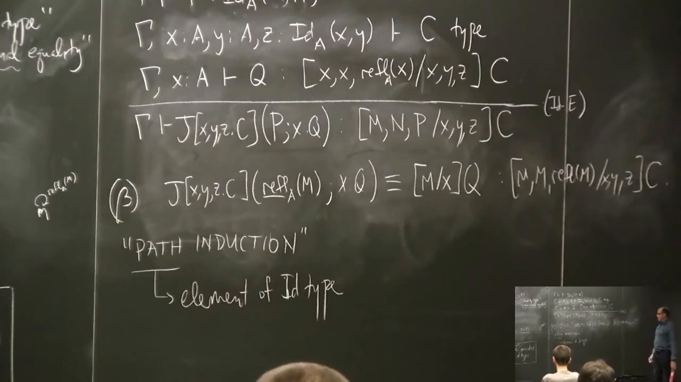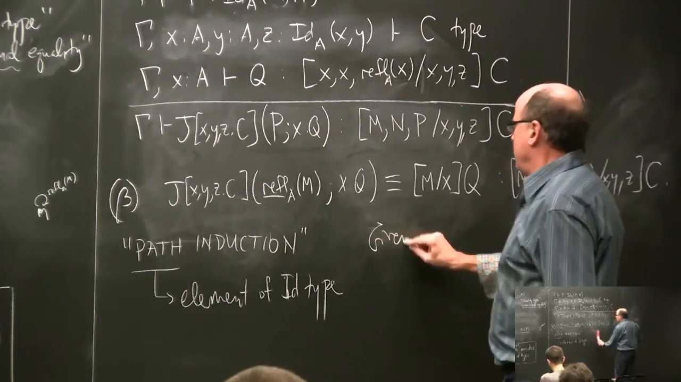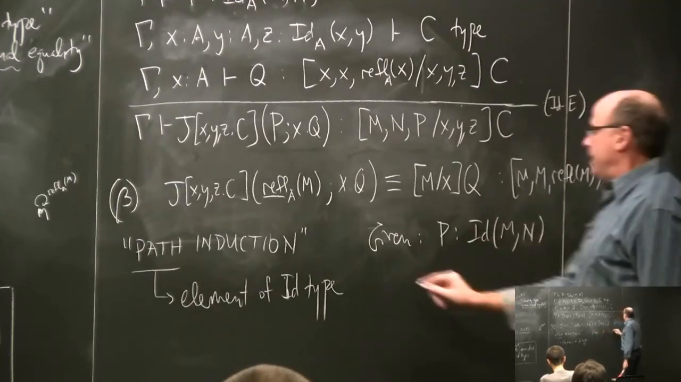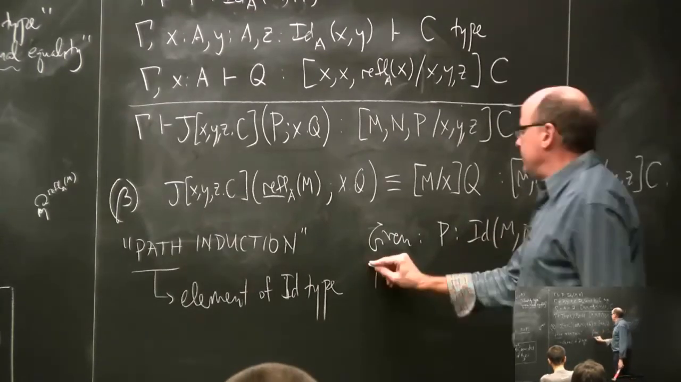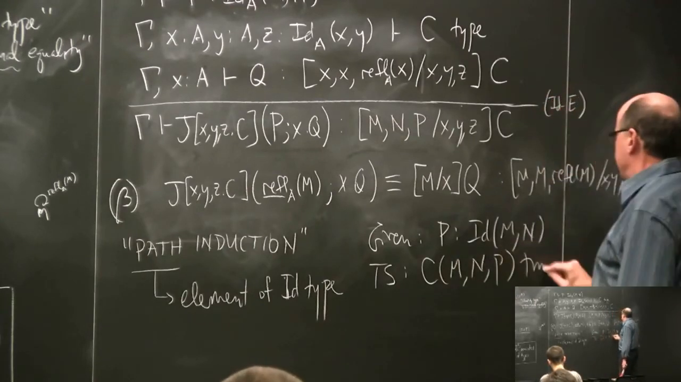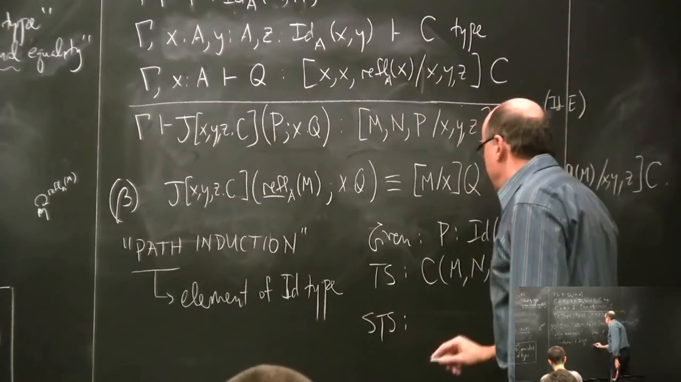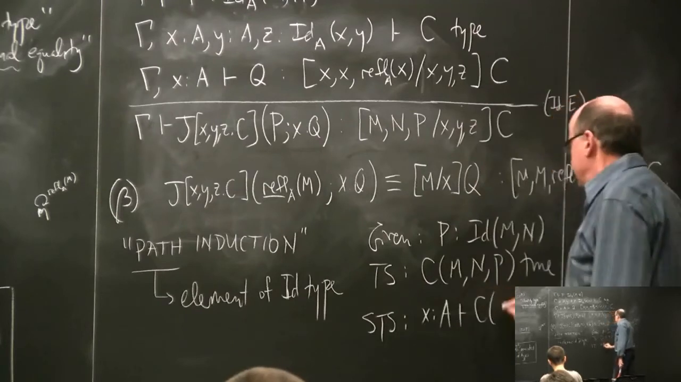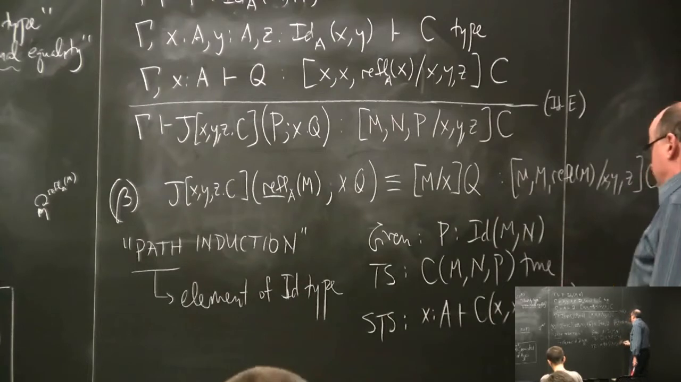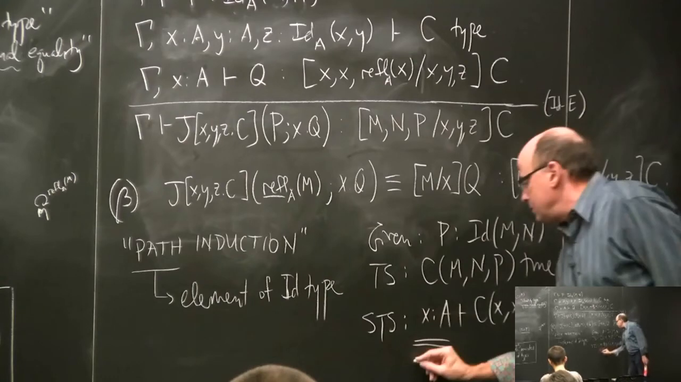Why is it called path induction? Because it's saying, if we're given P, an identification of M and N, and we want to show that C, M, and P is true, if you read it as a logical thing, then what the rule is saying is it suffices to show generically in X that C, X, X REFL is true. Generically in X.